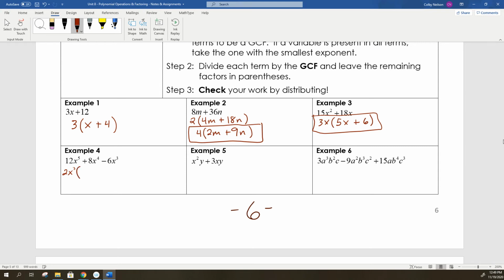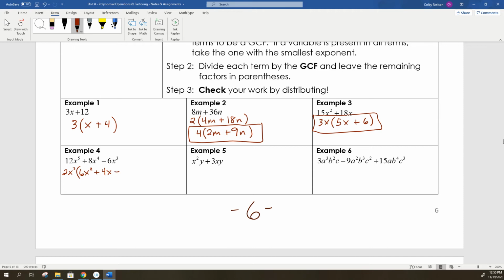Okay, now we go and figure out what's left after we divide out by the greatest common factor of 2x to the 3rd. So 12 divided by 2, 6. X to the 5th divided by x to the 3rd. How many x's are left when we divide 3 off? 2. So that's x squared. Now let's see. 8 divided by 2. That would be 4. X to the 4th divided by x to the 3rd leaves me how many? X to the 1st.